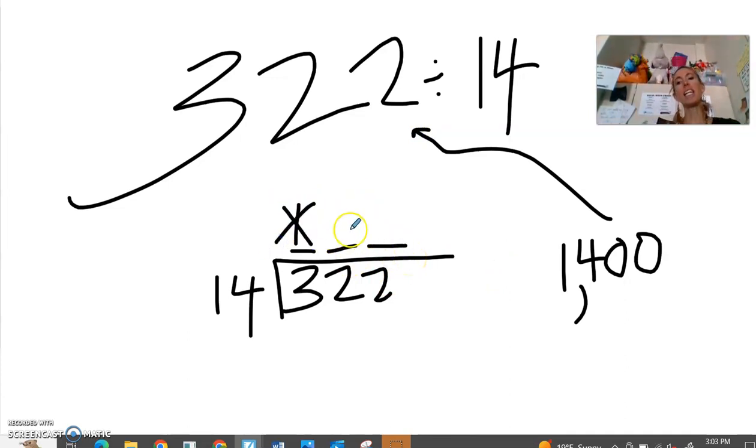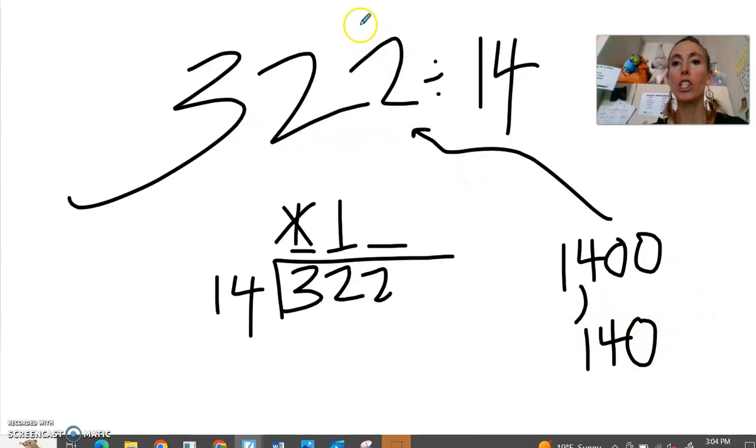All right, let's go to this next place value. If I put a 1 here, what is that really, guys? A 10. So 1 times 14, we know that is 14. But if that's a 10, I'd attach my 0. That's 140. I'm like, okay, I'm feeling better now because that is less than 322. So the question is, could we step it up to a 2? Well, probably, because remember, our estimate was 20. So I'm going to go ahead and bump that up to a 2.